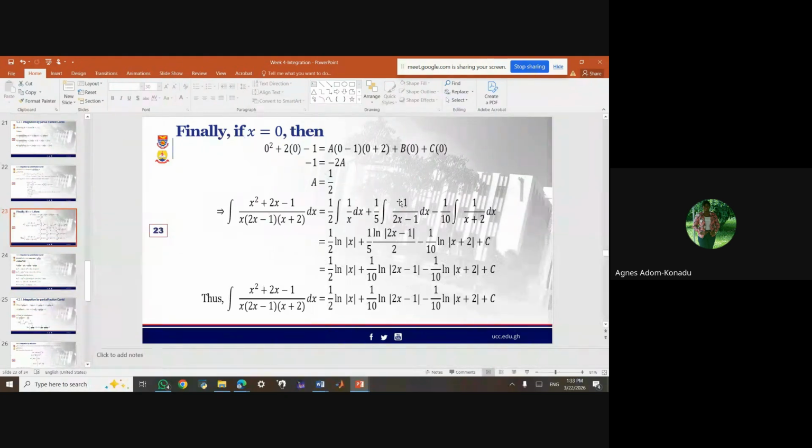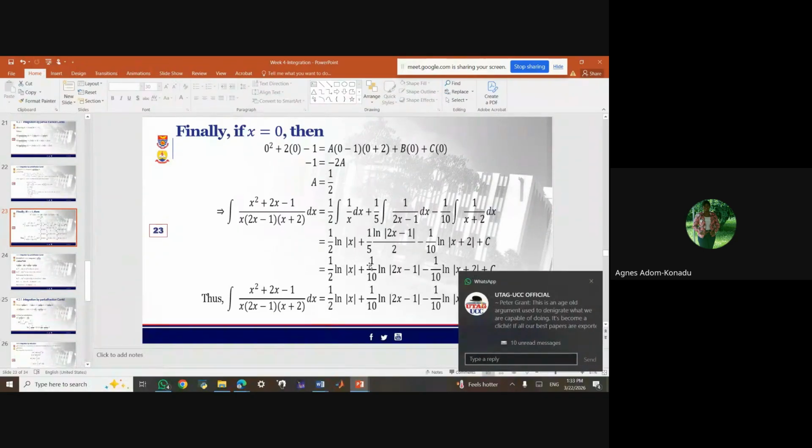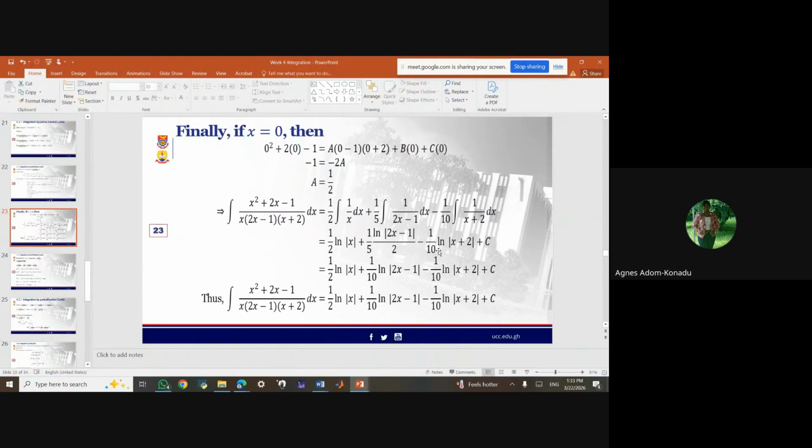So please, you can use integration by substitution to get the answer for this. But this will give you ln 2x minus 1 over 2. Then minus this will be 1 over 10 ln s plus 2 all plus c. So the final answer is 1 over 2 ln x plus 1 over 10 ln 2x minus 1 minus 1 over 10 ln s plus 2 all plus c. So that's the final answer.